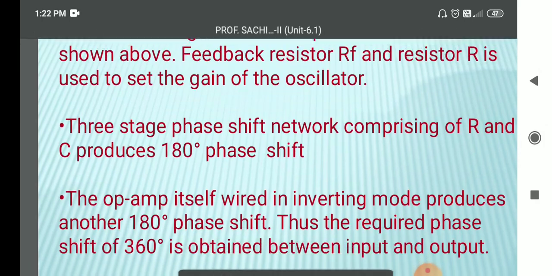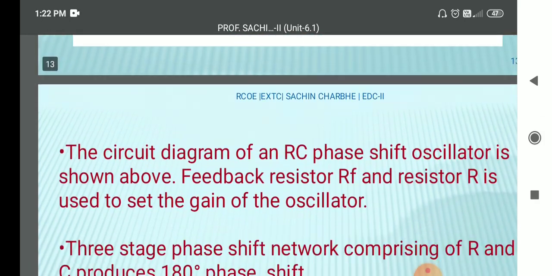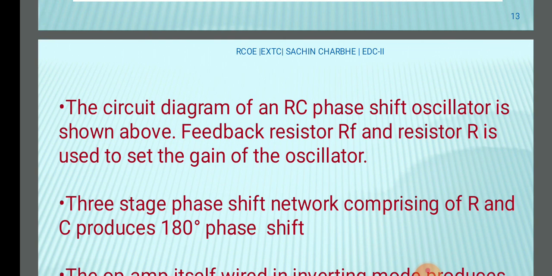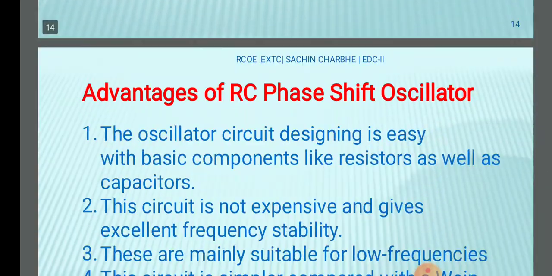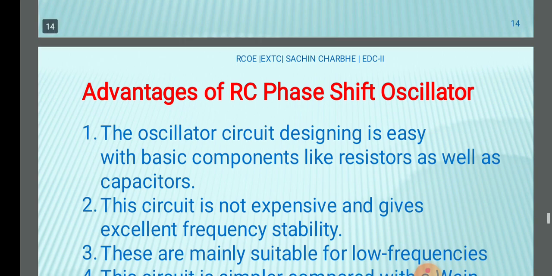So in this way we covered FET based RC phase shift oscillators, BJT based RC phase shift oscillators, and op-amp based RC phase shift oscillators. We covered the design numerical of the FET. Similarly, you can try to solve the numericals of BJT and op-amp based also using the formulas.